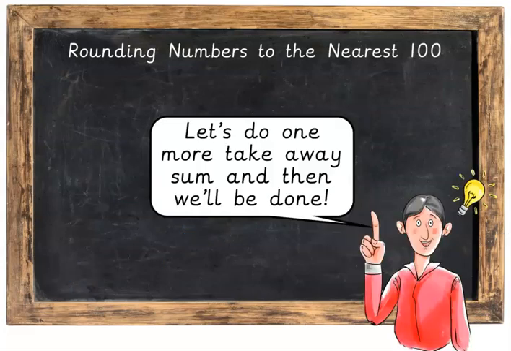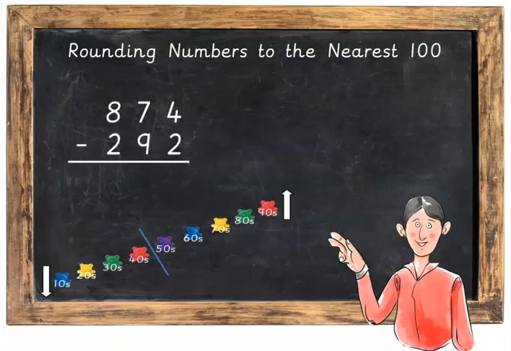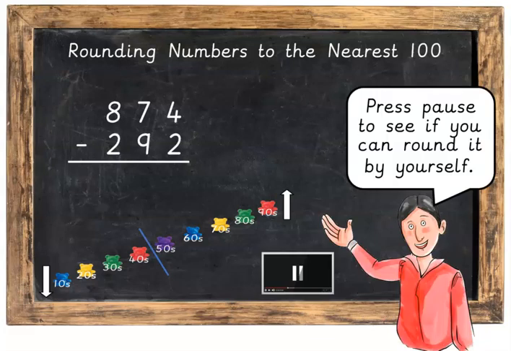Let's do one more takeaway sum and then we'll be done. Here we've got 874 take 292. Press pause to see if you can round it by yourself, and then unpause afterwards.